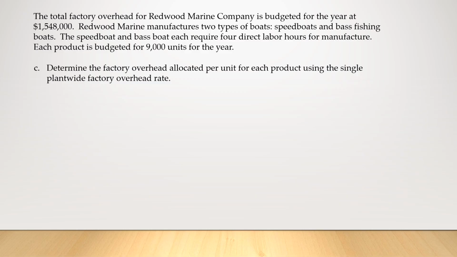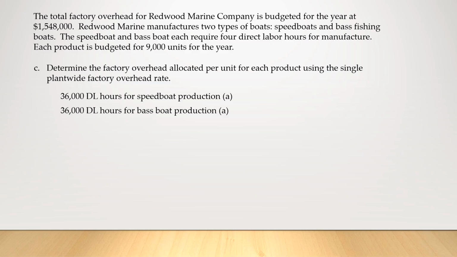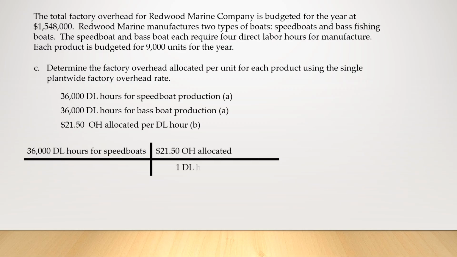Before we go any further, let's summarize our information. From letter A, we calculated that both speedboat and bass boat production will require 36,000 direct labor hours each. In letter B, we calculated an overhead allocation rate of $21.50 per direct labor hour. Our first step in determining overhead allocated per speedboat is to figure total overhead allocated to speedboats. We take our total direct labor hours for speedboats and multiply it by $21.50 over 1.